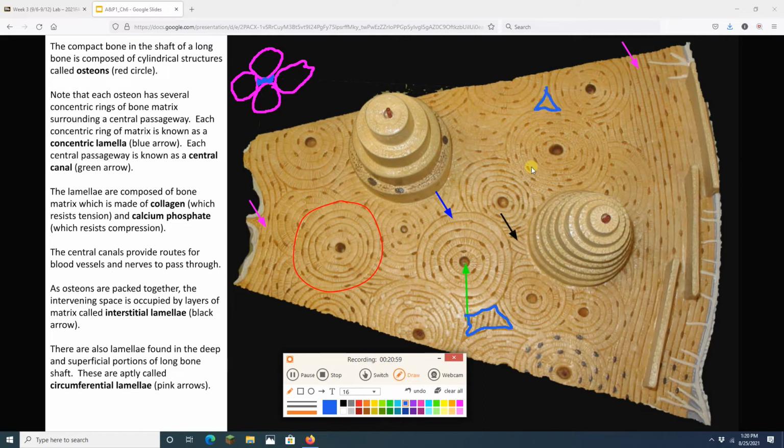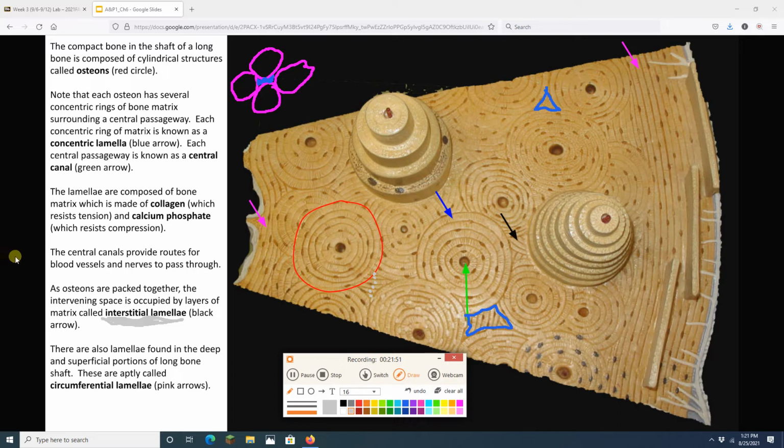These areas between osteons, well, we can't just leave them empty. That wouldn't be good strength-wise. So what we do is we fill them with little layers of matrix. I mean, check it out. You can see little layers of matrix in there. I'm going to click on a couple here. Boom, boom, boom. Little layers of matrix in the regions between the osteons. Those little layers of matrix, since they're between the osteons, are called interstitial lamellae. The black arrow is pointing at one of them. Interstitial, in between, is the idea we get from the word interstitial. So in between the osteons, we have interstitial lamellae.